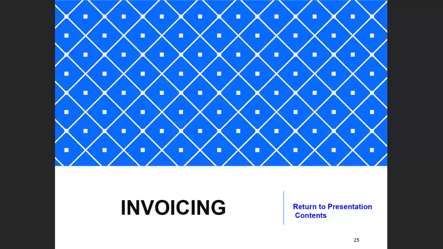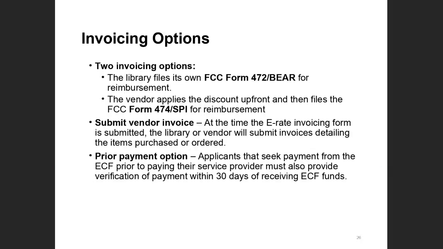Now on to invoicing. There'll be some differences here, but it'll be largely similar to E-rate. So just like the E-rate program, you're going to have two options for invoicing for the Emergency Connectivity Fund. One option is the BEAR form, or the FCC Form 472, and that would be where your library has paid the full cost up front and is then filing for reimbursement via direct deposit.